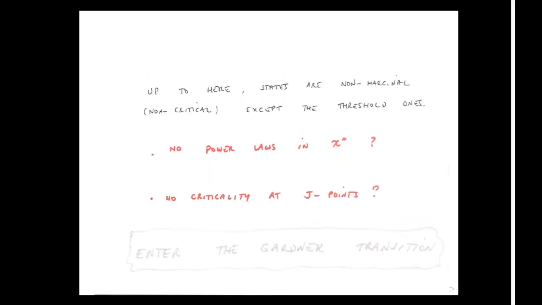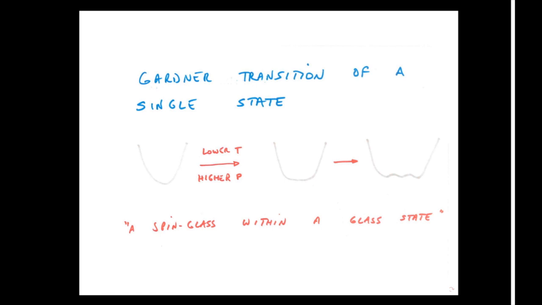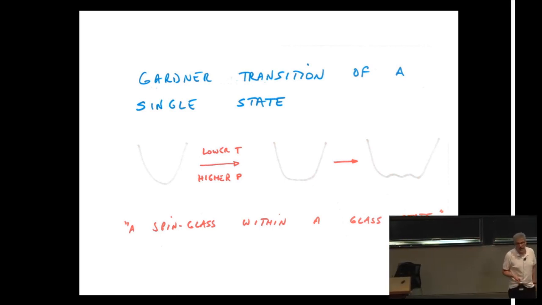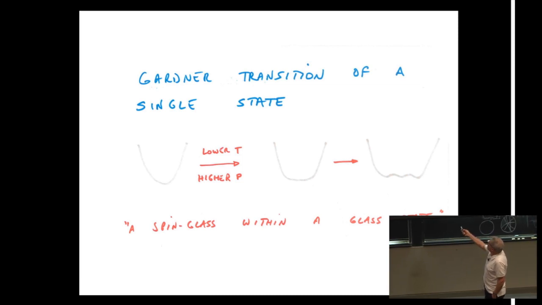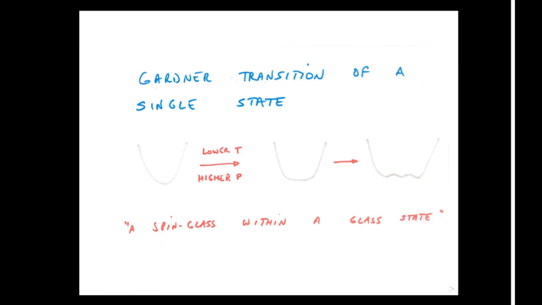So enter the Gardner transition. Elizabeth Gardner was a young woman who discovered this, and then she died very, very young in '89. She discovered it actually in a p-spin, but we now know that it exists in large dimensions. The Gardner transition is exactly this: each state, as you go down in temperature, there comes a time where it becomes flat. This is not in the scenario I did up to now, and then it breaks into pieces, exactly in the same way that the paramagnet becomes a spin glass.